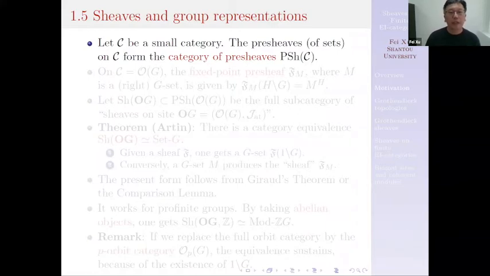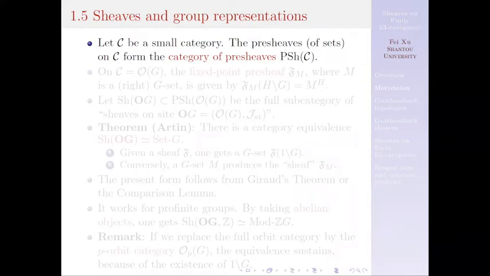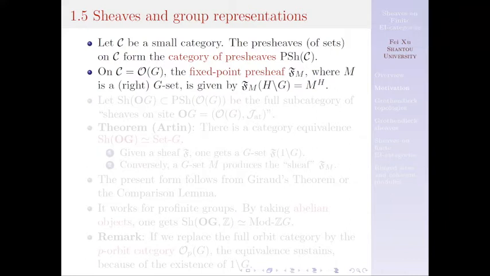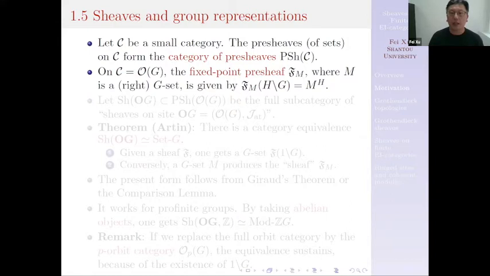Given a small category C, I'm going to use this particular symbol to denote, I'm not very good with this computer stuff. Anyway, we use this particular symbol to denote the category of sheaves. And one of the important sheaves is the fixed point sheaf. So if you take a G-set M, you build a functor that takes value on this particular G-set as the fixed point by the stabilizer.